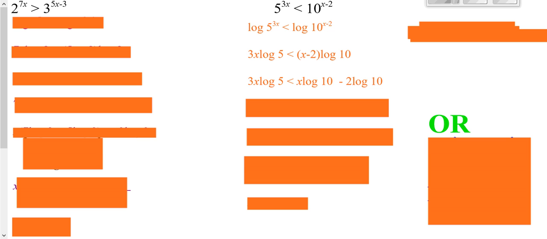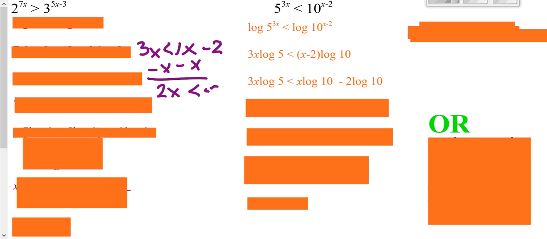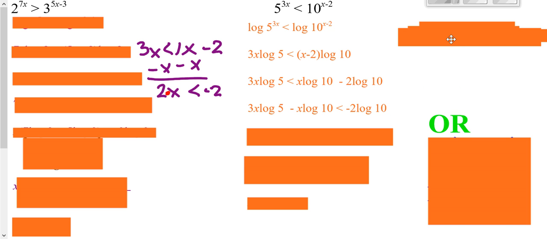Now, as a side note, to solve a problem like this, if I gave you 3x less than 1x minus 2, wouldn't you want to get the x's on the same side by subtracting an x from both sides? And then once you got it down to x times a number, then all you'd have to do is just do some dividing. We want to follow that same idea here. We want to get the x's on the same side. So I'm going to take my x log 10 and subtract x log 10 from both sides. And I would get this.